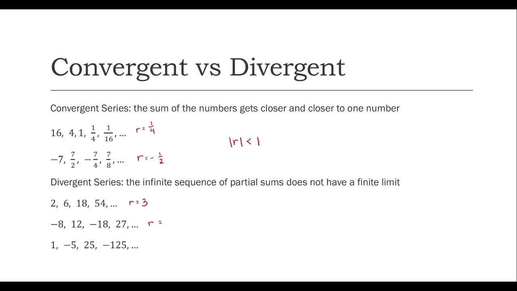Your rate is -1.5, and your numbers are going to continue to get farther and farther from 0. So there will not be a finite limit for this one either. And the same thing happens with your last sequence, where the rate is -5. The numbers are going to keep getting farther and farther from 0 and will not approach a finite number. So in a divergent series, the absolute value of your rate is greater than 1, which is why it won't have a finite sum.